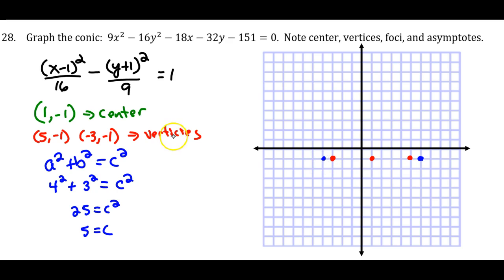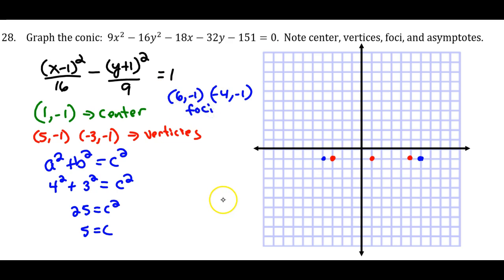And so our foci are going to be at, let's see here, this is at 5, negative 1, it's going to be at 6, negative 1. And the other one's going to be negative 4, negative 1. This right here is where your foci are.